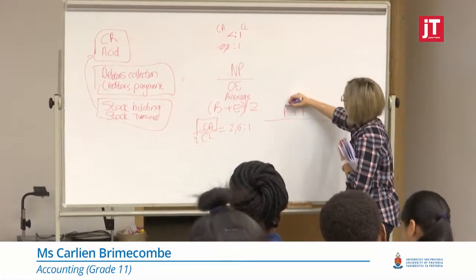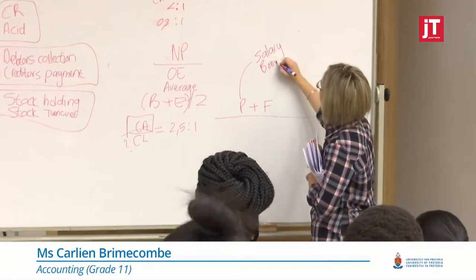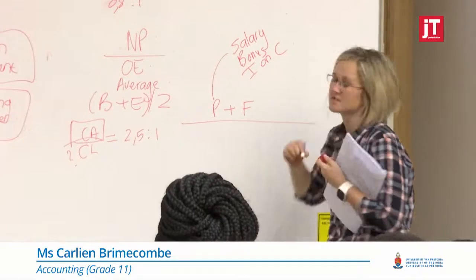And to get the primary, it is salary plus bonus plus interest on capital. But just check, did he get a bonus? Okay. Now, how do we get the average owner's equity? What does owner's equity consist of? Capital and current account. So on page 17, I've got the capital beginning and end, and the current account beginning and end.